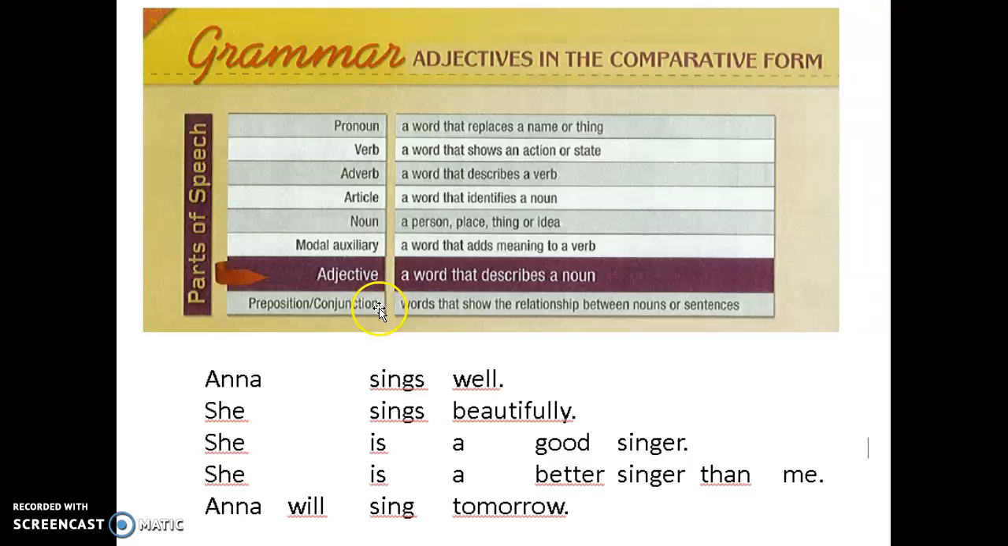An adjective is a word that describes a noun. So here, for example, good is a word that describes the noun singer. So when I say she is a good singer, good is an adjective. It describes the word singer. And an adjective is always placed before a noun. She is a good singer.